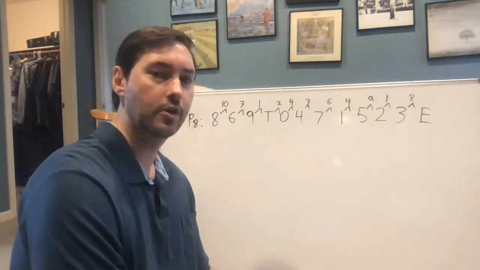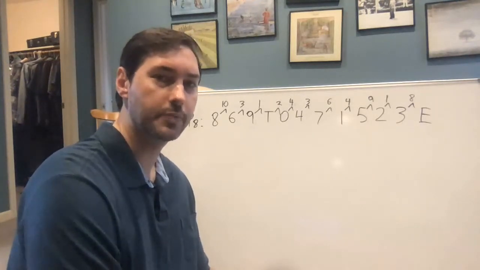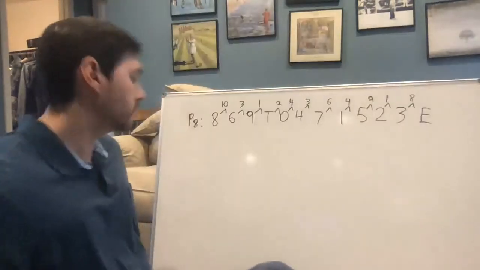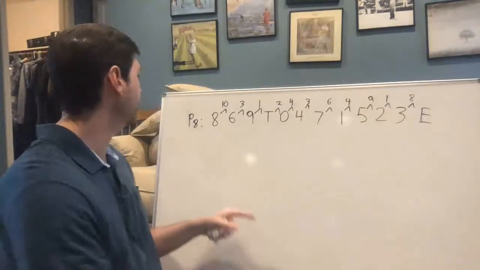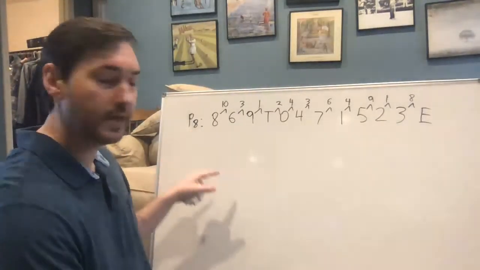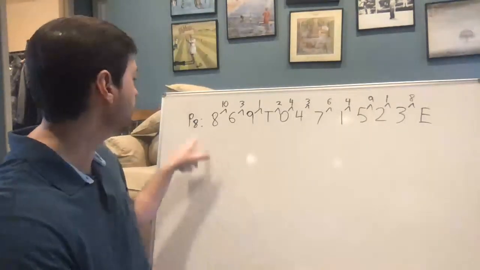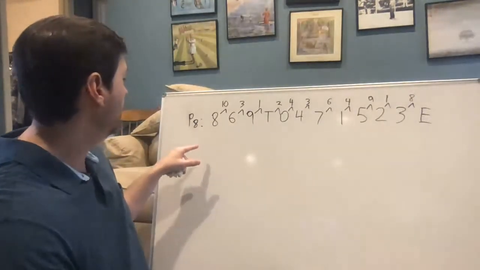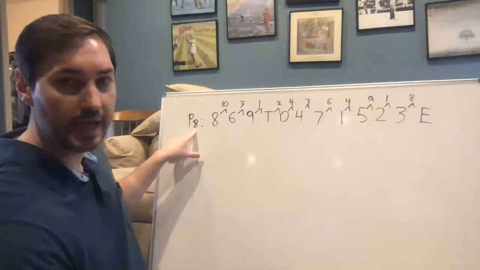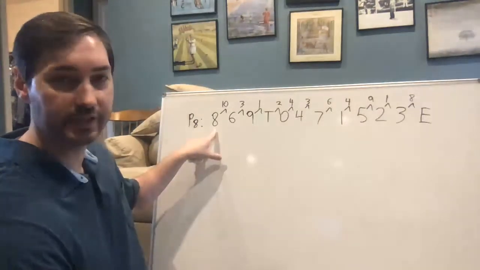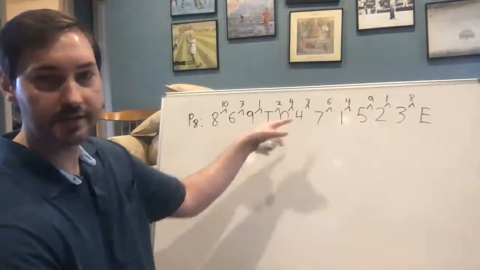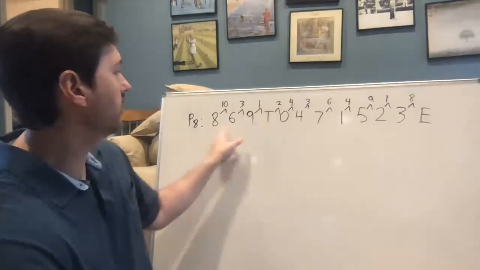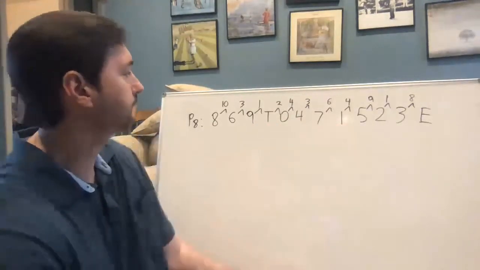Hi everybody, so this video is about intervals between row forms. What I have here is a hypothetical P row, prime row, and notice that I labeled it P8 because the first pitch class is 8. I just made this up. You'll notice all 12 pitch classes are there.